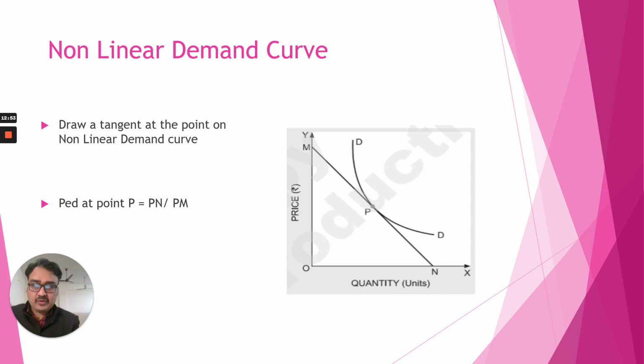In case of a nonlinear demand curve, if we want to estimate by applying the point method, we have to draw a tangent at that point. As you can see, the demand curve is DD, which is a nonlinear demand curve. We want to estimate the price elasticity at point P. We will draw a tangent MN, and the lower segment of this tangent is PN, the upper segment is MP, so the price elasticity of demand will be equal to PN divided by MP.